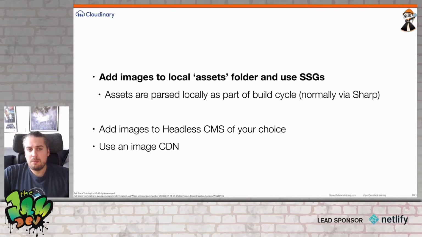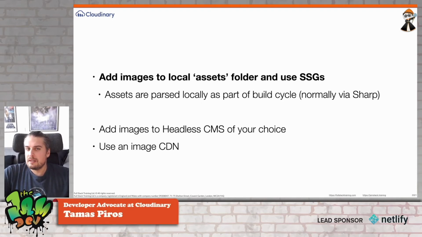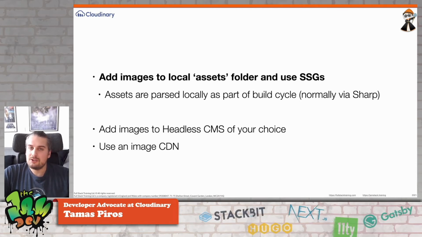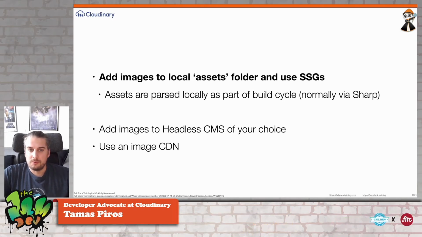So when you add images to your local assets folder and use your static site generator of your choice, generally speaking, you are going to be increasing your build time or your build cycle, because the static site generator not only has to go through your HTML files and your JavaScript and your CSS, but it also needs to somehow optimize your local assets, your images. Usually they do this via Sharp. Now, if you are happy with some extended and prolonged build cycles, this may be a good option for you.